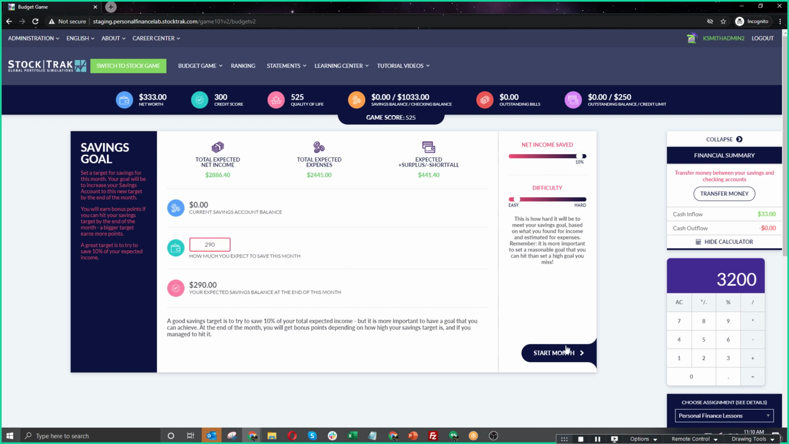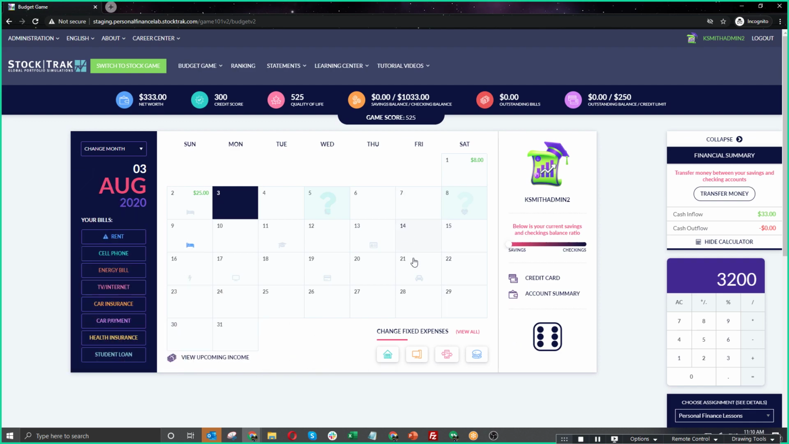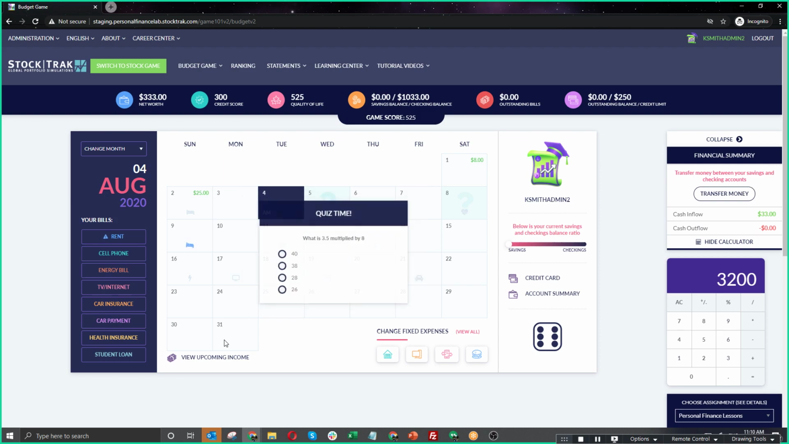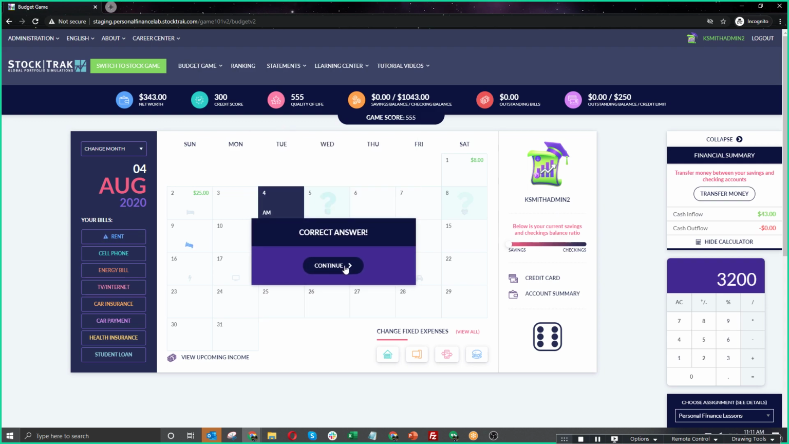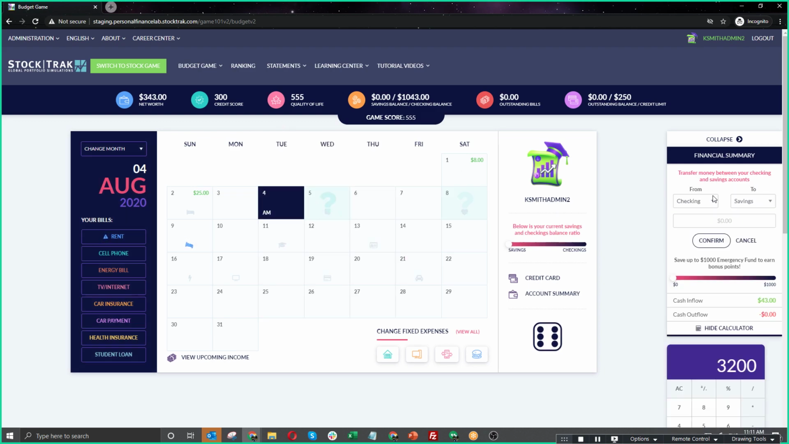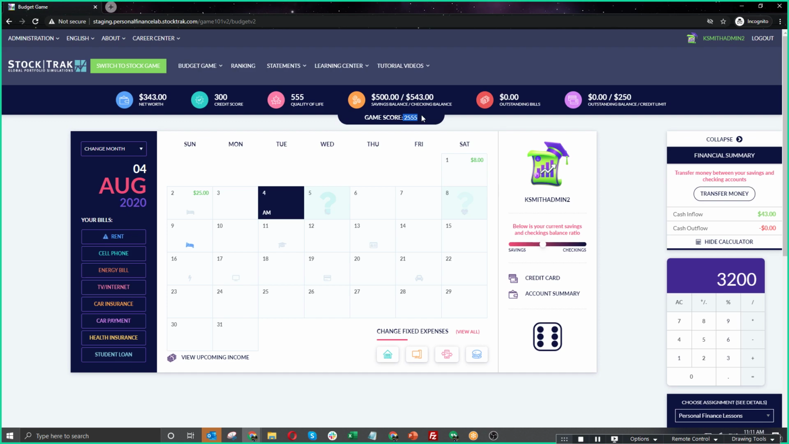After they set their savings goal, they start the month, and they have until the end of this month to hit that goal. On hitting that goal, they get a huge boost to their game score. They also get a huge boost to their game score by funding their emergency fund. So, for example, when I transfer money, if I transfer $500, that's the first milestone for an emergency fund. And I got a huge boost of game score just because I saved my first $500.